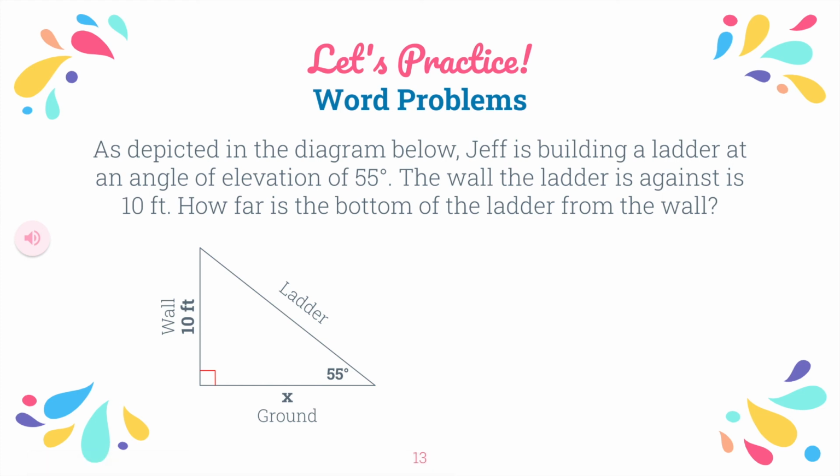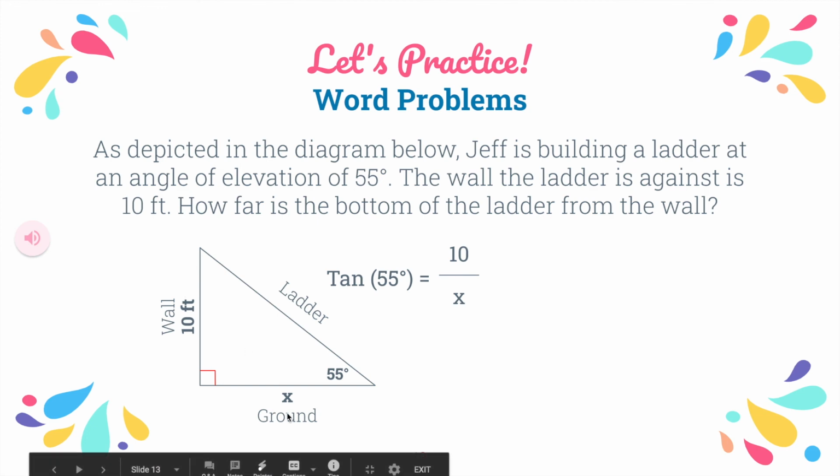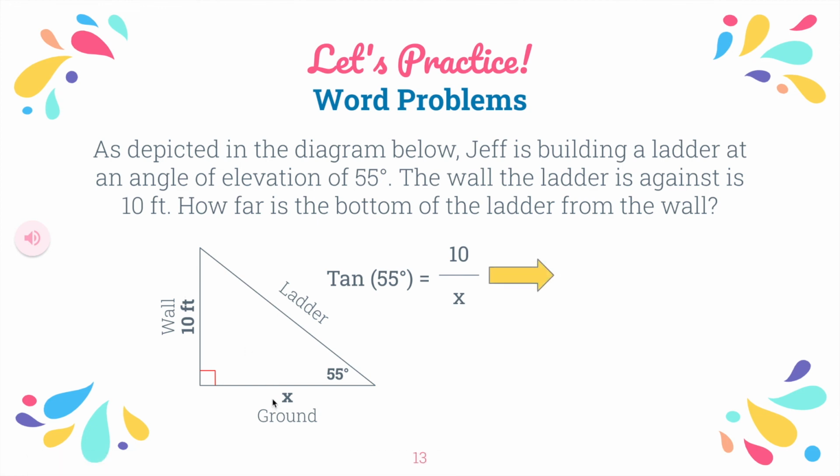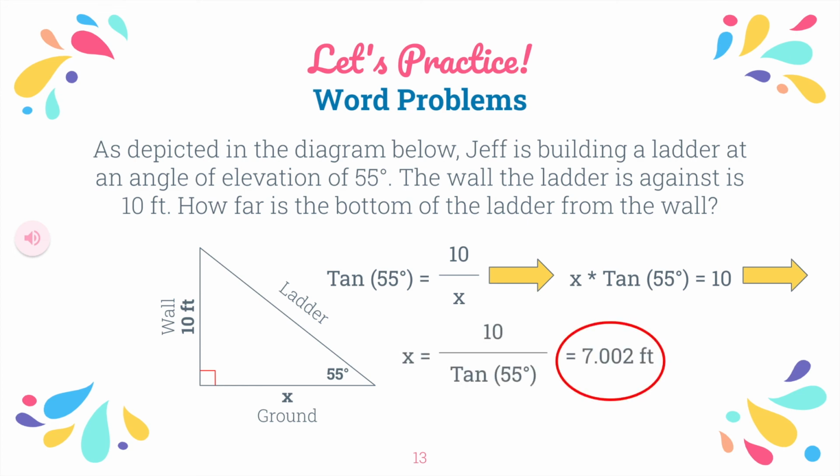So we know that tan of 55 would be the opposite side, which is 10 feet, divided by the adjacent side, which is x, since we don't know what that is. We can multiply both sides of the equation by x to get x times tan 55 equals 10. If we divide both sides by tan 55, we get that x is equal to 10 divided by tan 55. We can plug that into our calculator and we'll find out that x is approximately 7.002 feet.